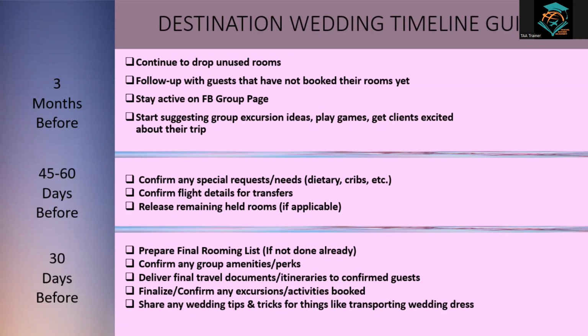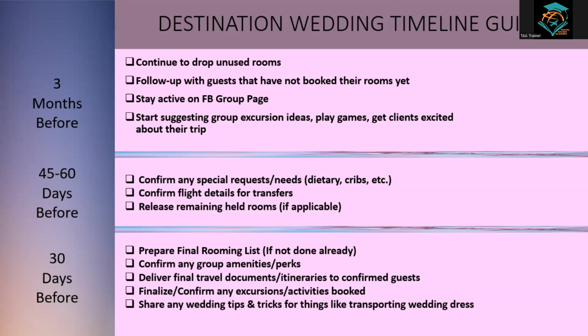45 to 60 days before, you're going to confirm any special requests and needs. You're going to double check dietary issues. If there's babies coming, if it's a family-friendly resort, do they need cribs? Do they need any other amenities? You're going to confirm flight details for the transfers, because a lot of guests most likely are not going to be booking their flights through you. They might be booking them on their own, so you need to get that flight information so that you can arrange for their transfers. You're going to release any remaining held rooms if applicable.